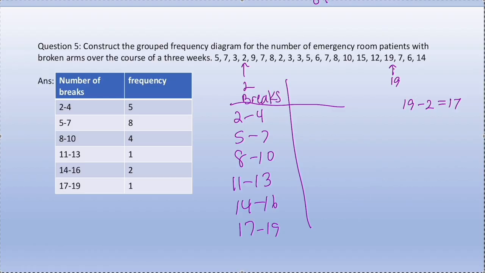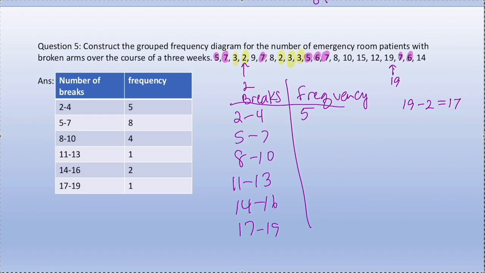So that would be the number of arm breaks on the left side. And then how many times did that occur? For the 2 to 4 category, we're going to go through our list and count anything that's 2, 3, or 4. So I'm highlighting here 1, 2, 3, 4, 5 times that frequency is either 2, 3, or 4. Now we've got to count 5, 6, and 7. So 1, 2, 3, 4, 5, 6, 7, 8 times we're either 5, 6, or 7.